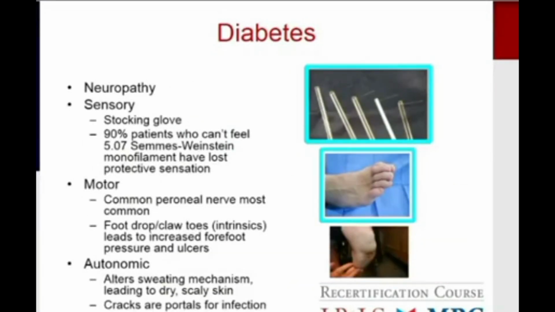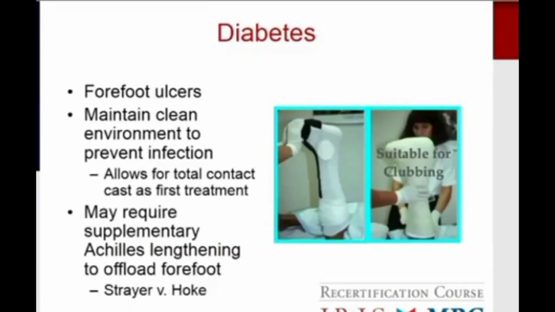Diabetes has different types of neuropathy. We know that sensory neuropathy occurs in 90% of patients, and those that have some type of sensory neuropathic pattern over time, we look for this so-called 5.07 Semmes-Weinstein monofilament, which gives us protective sensation when we walk and gives us our best chance to minimize the risk of ulcers developing. Motor neuropathy also occurs. That occurs through the common peroneal nerve, and those patients over time can develop claw toes or hammer toes because of it. And finally, autonomic neuropathy also occurs, which creates dry, scaly skin, which provides portals of entry for bacteria and subsequent infections. So all three types of neuropathy matter.